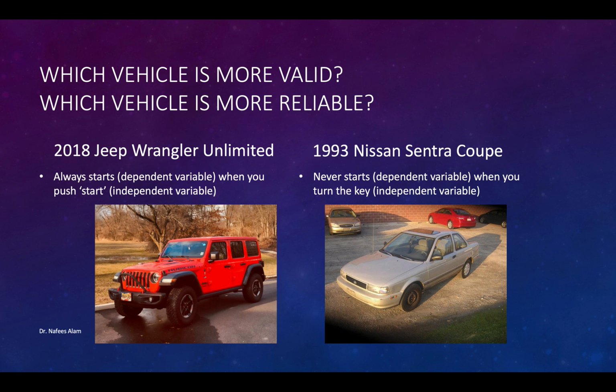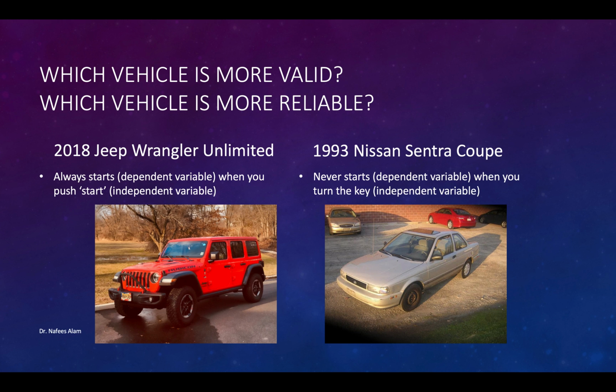The Sentra, however, is not valid because every time I turn the key, I do not get the desired or the expected dependent variable response. So I turn the key, I manipulate the independent variable, but the vehicle does not start, which is obviously not what I want to happen, what I expect to happen. So when it comes to the question of validity, the Jeep Wrangler is more valid.